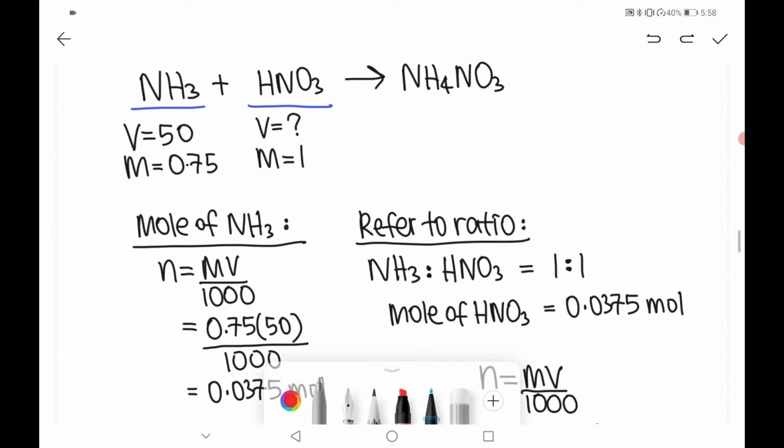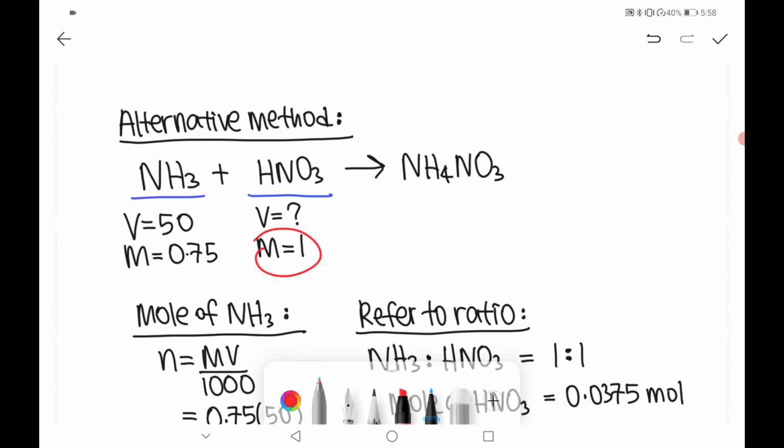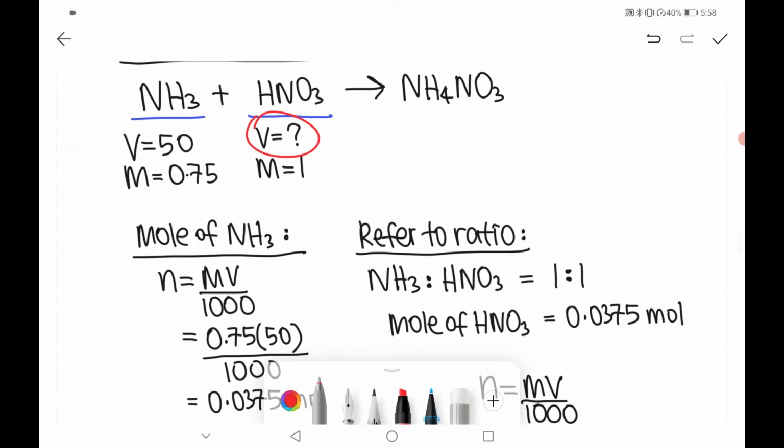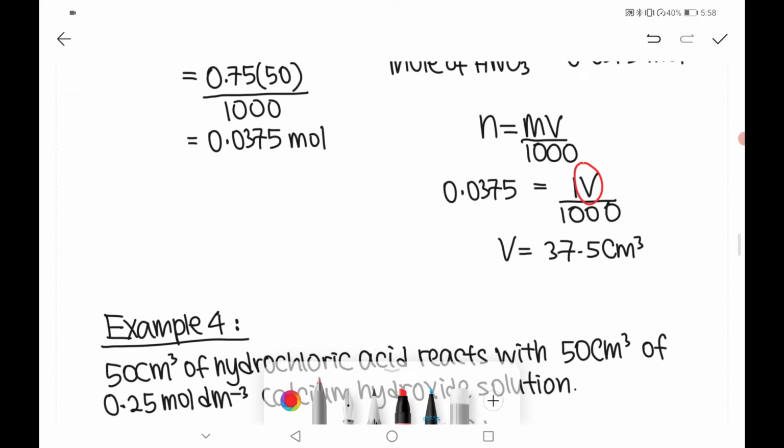Molarity of the acid is given, which is 1, so we put the 1 here. V is the volume of the acid. Volume of acid we don't know, so we just copy the V here. Key into your calculator, and we will get the answer 37.5. So this is how we do the calculation step by step.